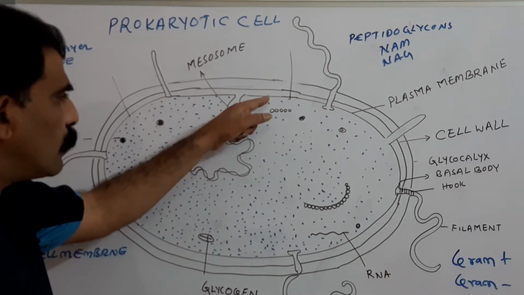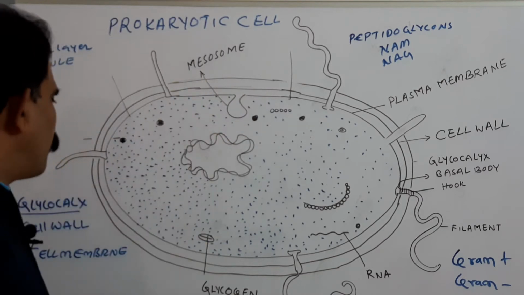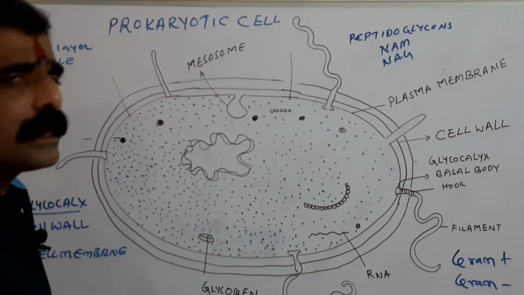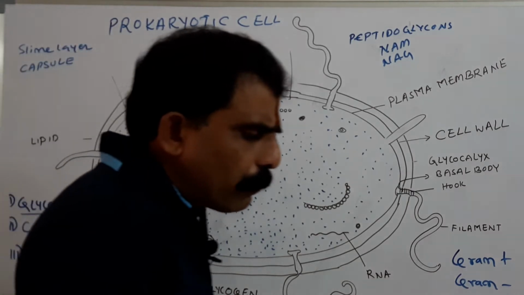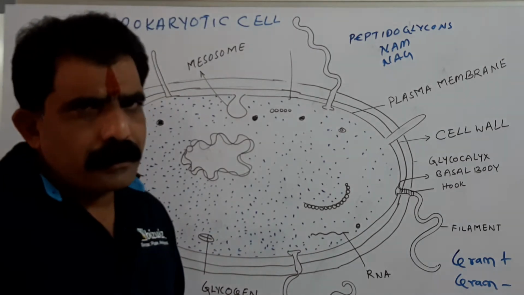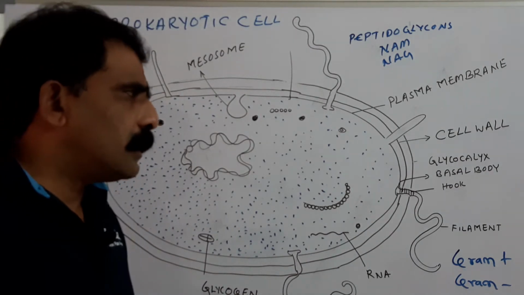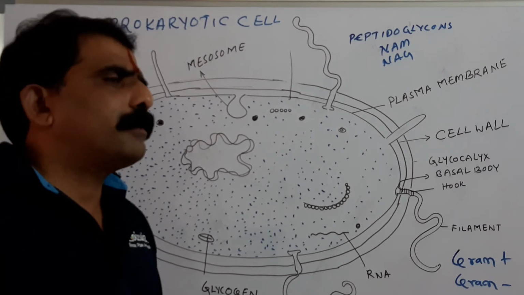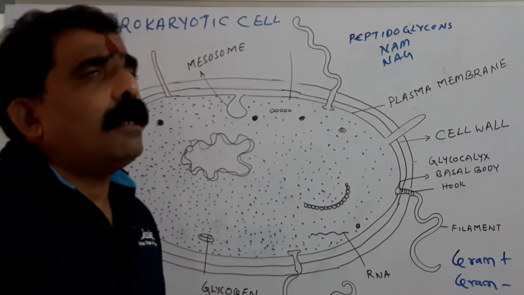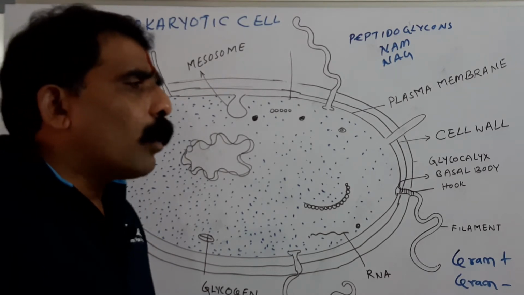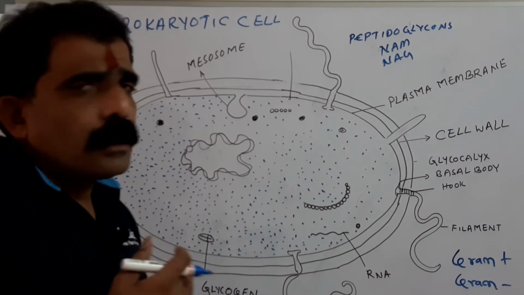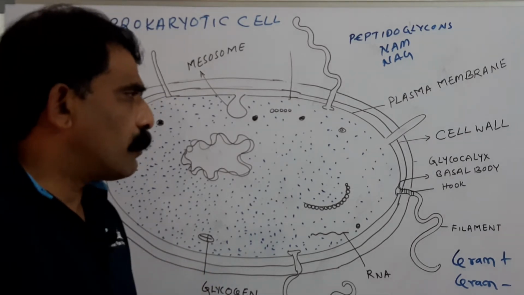Coming to the third one, the innermost membrane of the cell envelope, that is nothing but the plasma membrane. Plasma membrane is made up of lipids and proteins as usual. Plasma membrane is present in all types of cells. It may be a plant cell, or an animal cell, a eukaryotic cell, or a prokaryotic cell. Without exception, it is common to all. So the composition is also the same. Lipids and proteins are present.